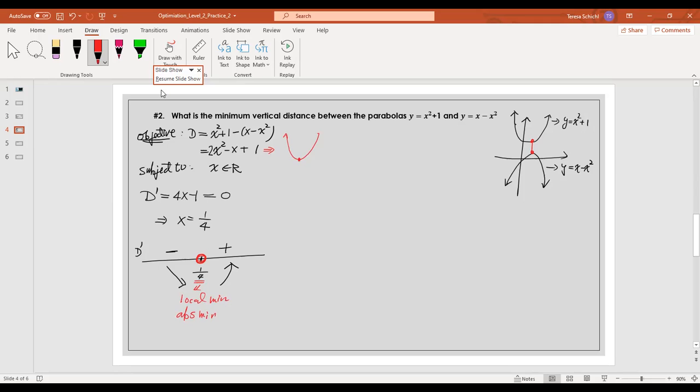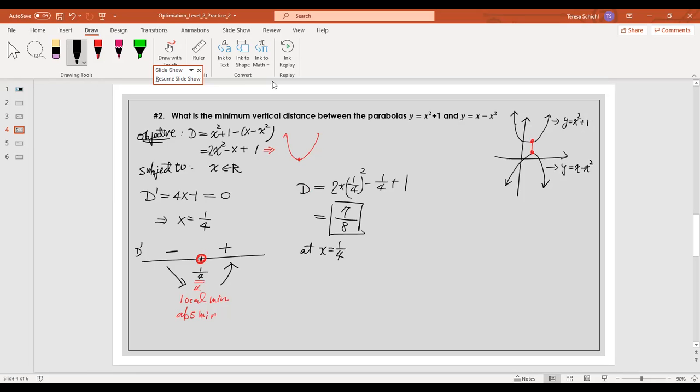Okay, so now let's see what is the vertical distance here. When x equals 1/4, the distance will be 2 times (1/4) squared minus 1/4 plus 1. That's right. So if you do that, you will get the minimum distance is 7/8. And it happened at x equal to 1/4 here.